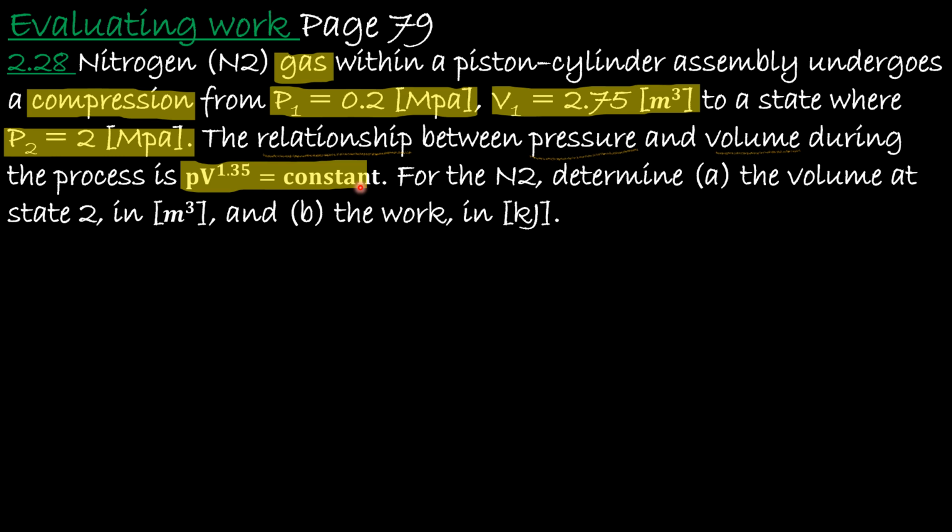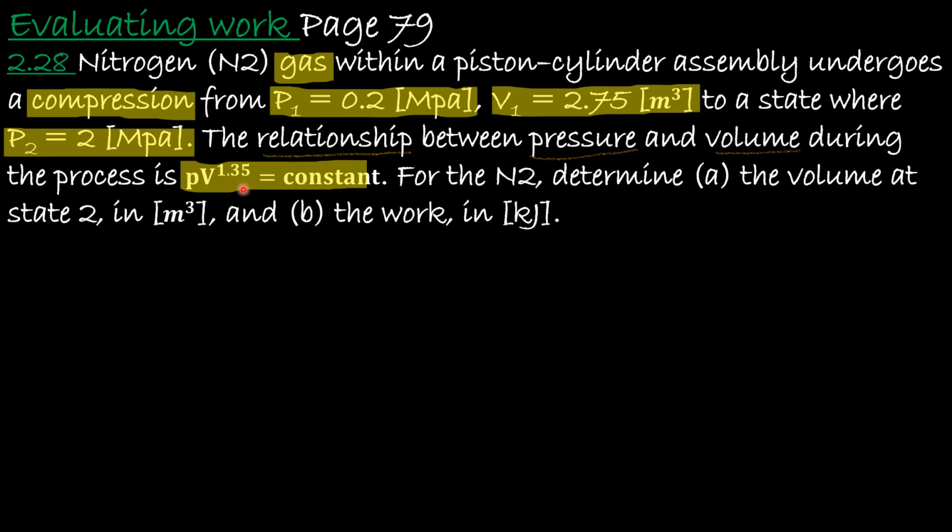Whenever we see a polytropic process, it means we are asked to find work in a variable pressure system. The n value, or the 1.35, which is the polytropic index, depends on the thermodynamic process. So for example, if the polytropic index is 1, it means that we are dealing with an isothermal process, which means a constant temperature.